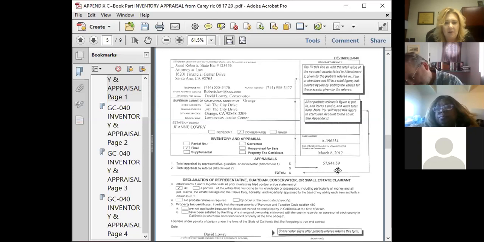Okay, again, these numbers are very important. That is the one thing they will look at first, okay? The total here is, say for instance, we had no non-cash, the total is $57,844.59. Let's move over to the GC 400, is the starting balance $57,844.59. Perfect, they've passed the first test.